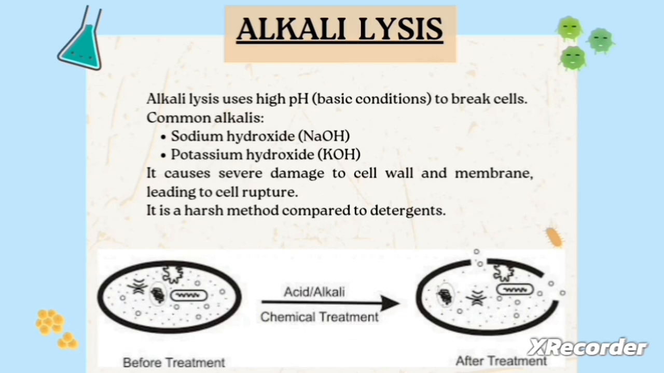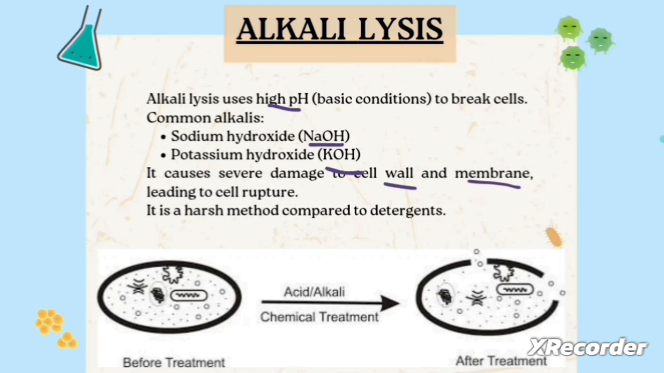So alkali lysis is a method which uses high pH, that is basic conditions, to break the cells. The common alkalis which are used include sodium hydroxide, that is NaOH, and potassium hydroxide, KOH. These strong alkalis cause severe damage to the cell wall and cell membrane of the organisms and ultimately lead to cell rupture. As compared to the detergents, alkali lysis is a harsh method and it is used only when the product can tolerate alkaline conditions.